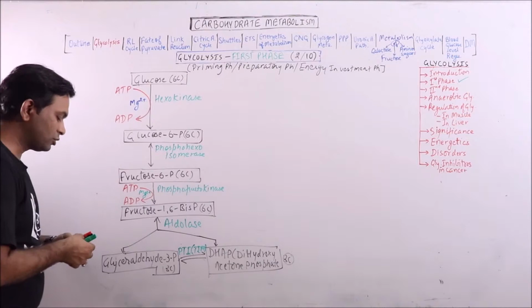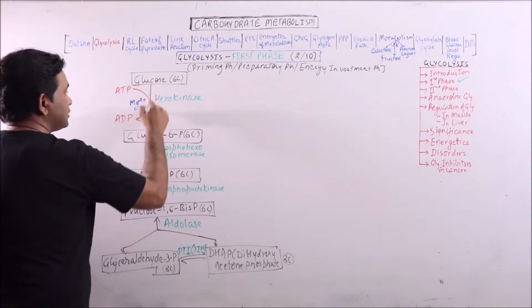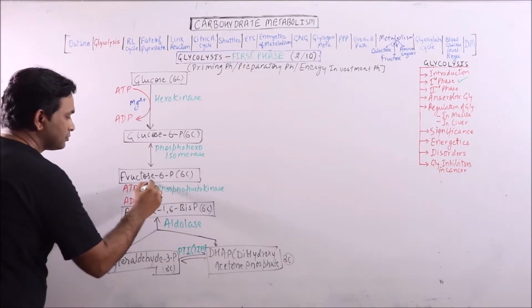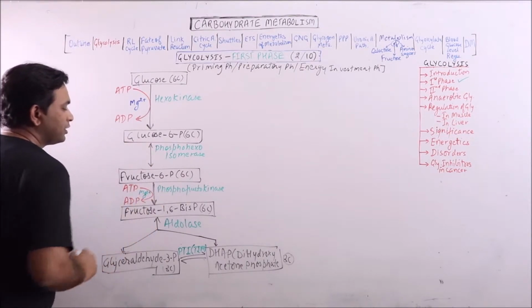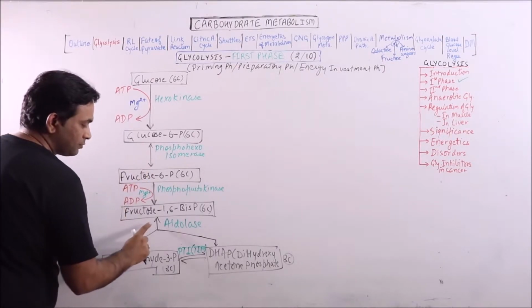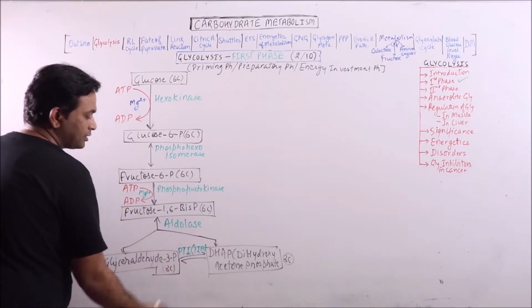Now it's important to note that this is step 1, it is irreversible. This is step 3, it is irreversible. This is reversible, this is again reversible, and this is reversible.